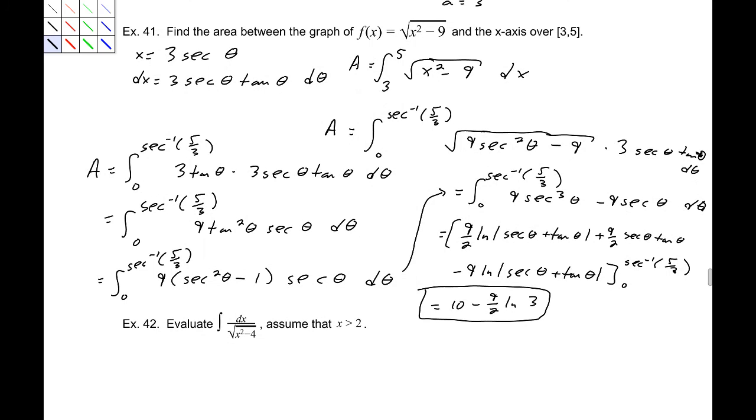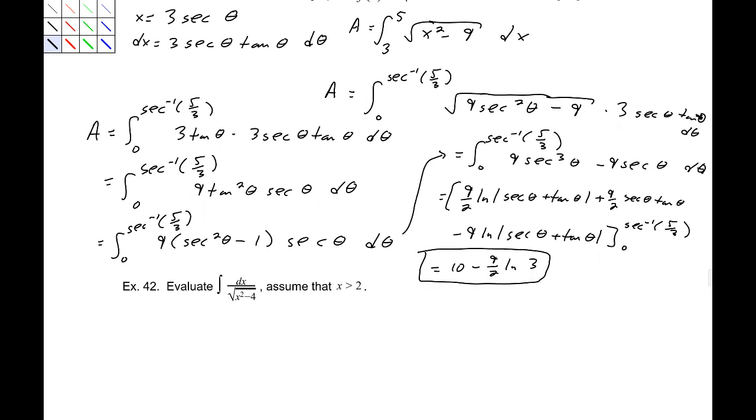Okay, the last one we have in this, dx over the square root of x squared minus 4, and notice that x is greater than 2. Our a value is 2, so we are still going to use the positive version of that square root when we get there. Now we will make our substitution of x equals 2 secant theta, dx equals 2 secant theta tangent theta d theta.